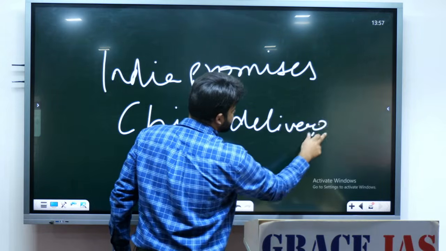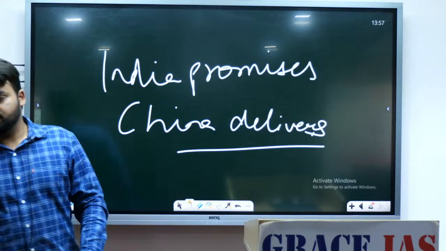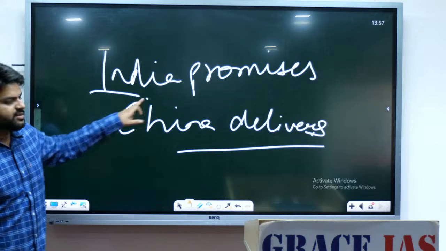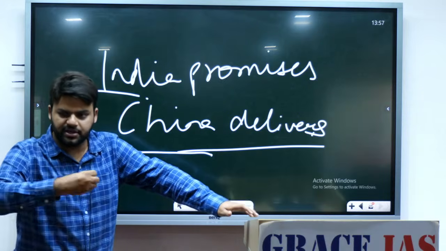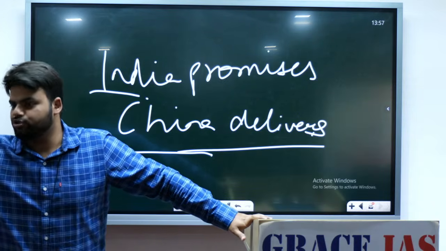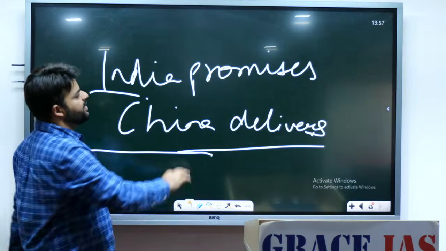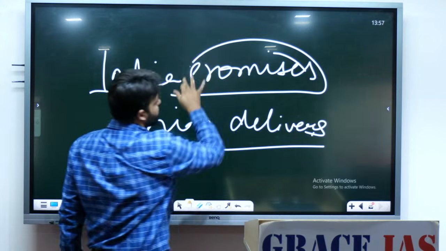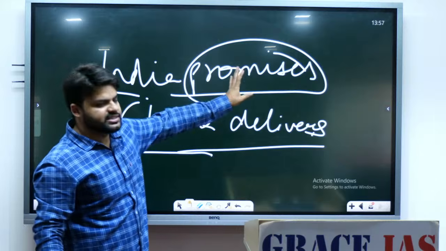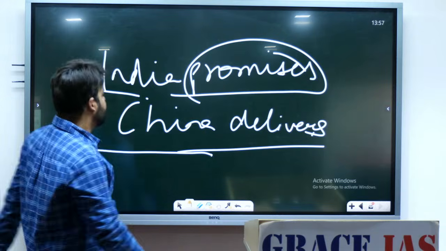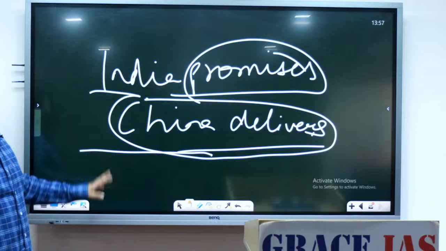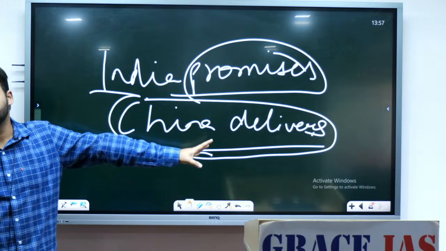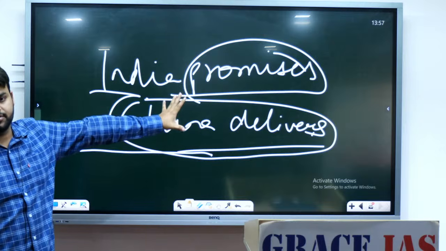There is a very famous saying in international relations: India promises, but China delivers. India promises every nation that we will build this dam, this project for you. But in the end, India does not deliver. Some problem comes in, India's finances get stuck or something like that. But if China promises, China delivers. So the saying is, India promises, China delivers. We have to break this perception.